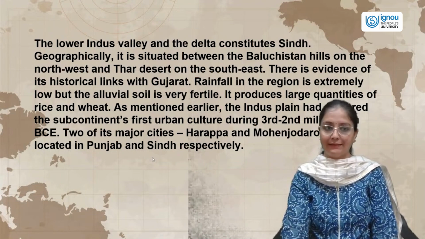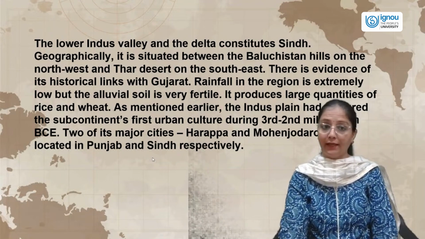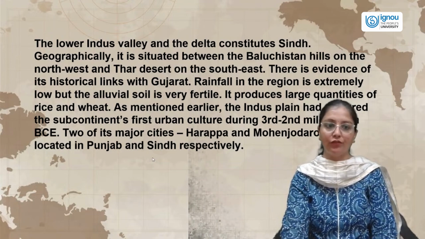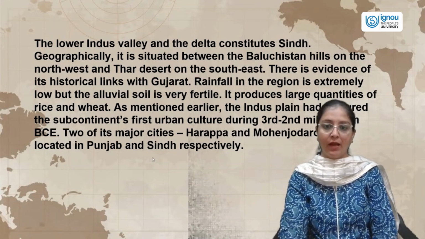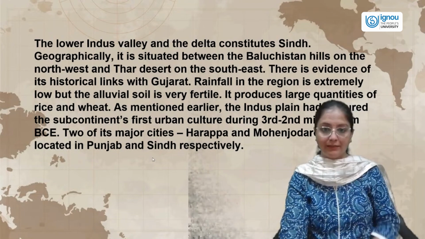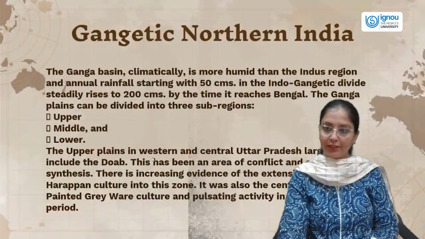Rainfall in the region is extremely low, but the alluvial soil is very fertile. It produces large quantities of rice and wheat. Harappa and Mohenjo-daro are located in Punjab and Sindh, respectively. Gangetic, northern India.